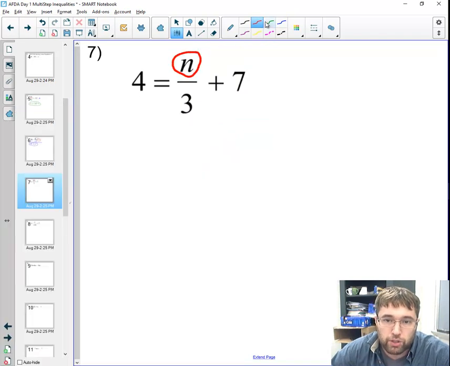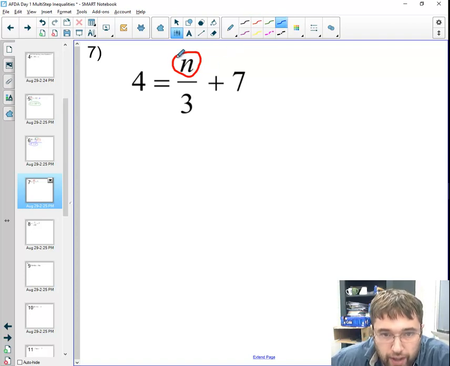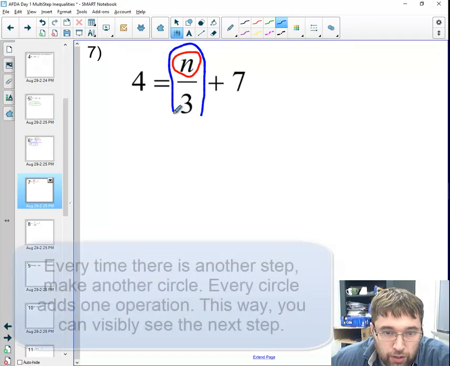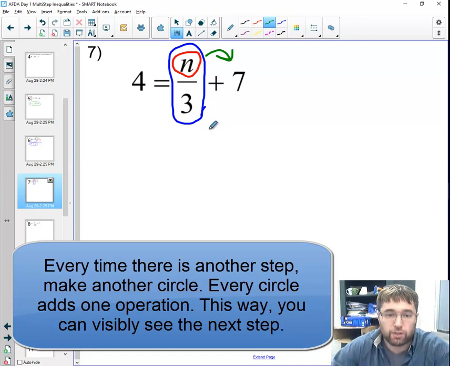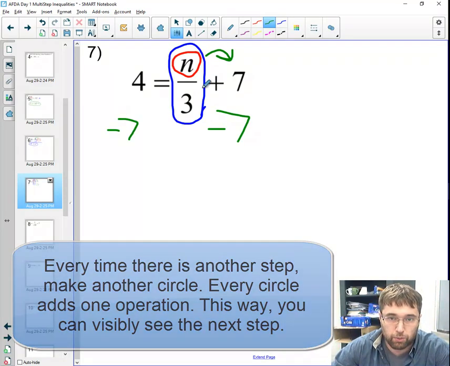Next problem we have, again, circle the variable, take care of the hater. This is a two-step equation now. The hater is now the next thing next to the n, which is the divide by 3. So our hater is now the next step out, which is the positive 7. So we subtract 7 from both sides.